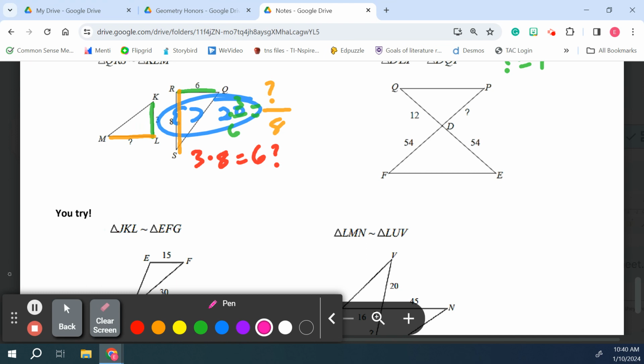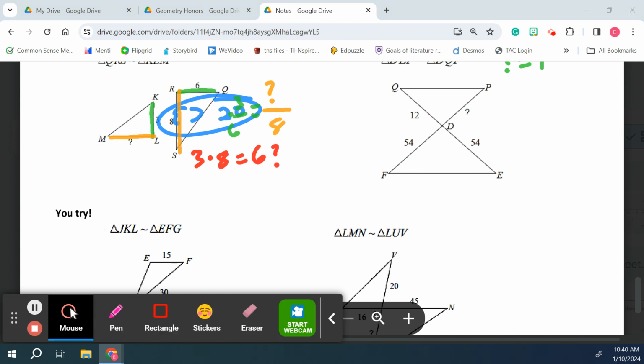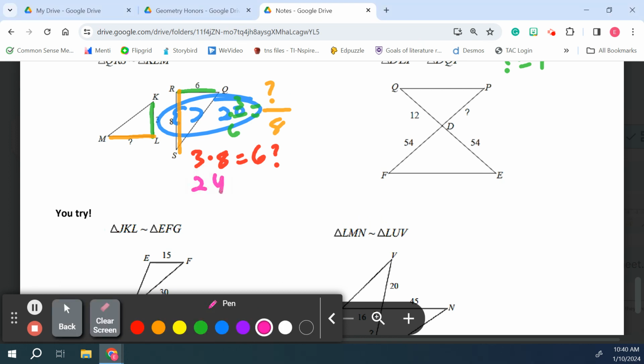So 3 times 8 is 24. I'm going to divide both sides by 6. So I get question mark, in this case, ML, is equal to 4. How are we doing? Great? Grand? Is it easy? Yeah, that's good.